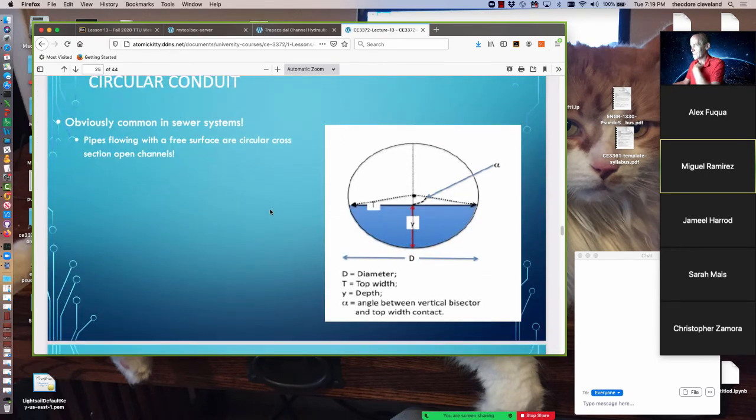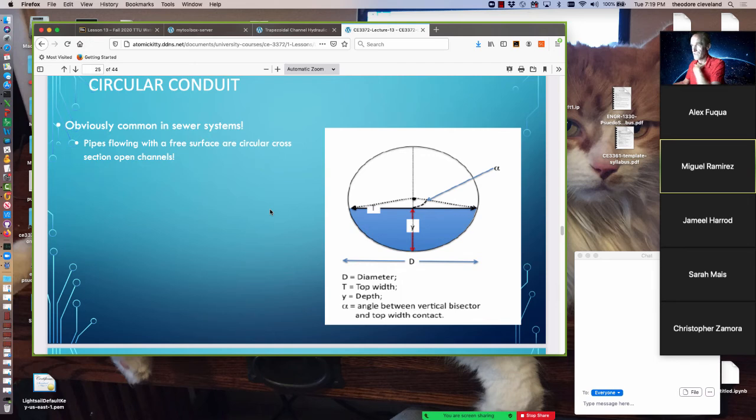Our next geometry is the mighty circle, and it's obviously common in sewer systems. Pipes that flow with a free surface that happen to have circular cross sections are open channels. And it's an open channel until the liquid hits the top of the pipe, in which case it then becomes a surcharged or pipe under pressure.